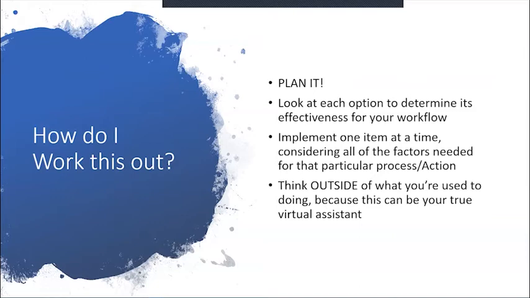So how do you work this out, right? Well, plan it. Just like we talked about in the first tutorial, you really should plan these things out. And this can be just part of your overall workflow planning. You can create, for example, a plan that includes these particular activities, these actions, which are going to occur either before the event or during its progress. Okay, so look at each option to determine its effectiveness for your workflow. Implement those one item at a time, considering all of the factors needed for that particular process and action. These are important elements in creating your plan.